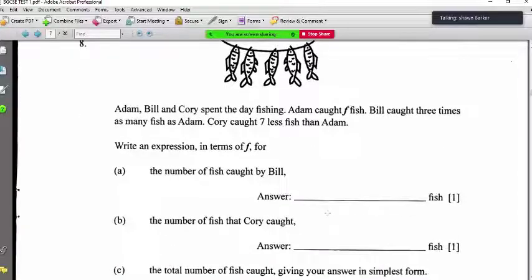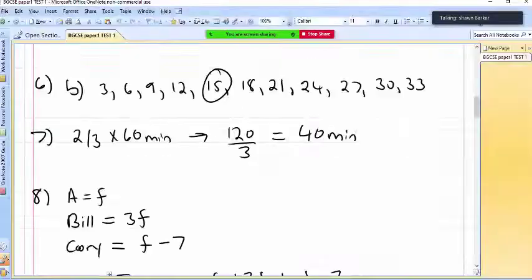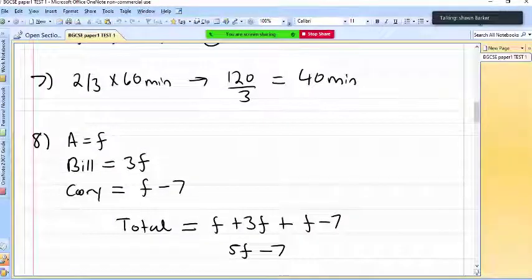All right, so just about almost halfway done with this first exam. Adam, Bill, and Corey spent the day fishing. Adam caught F fish. Bill caught 3 times as many fish as Adam. Corey caught 7 less fish than Adam. Okay, anytime you're having these word problems, what you want to do is write down each statement in terms of a mathematical formulation. Okay, so each statement.